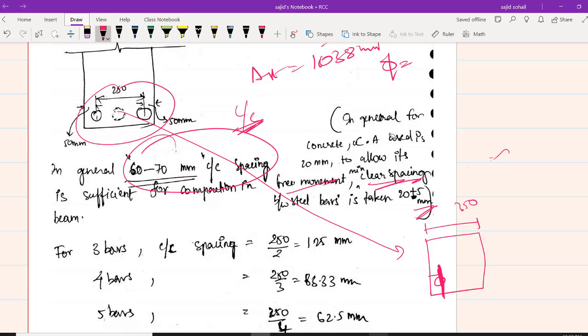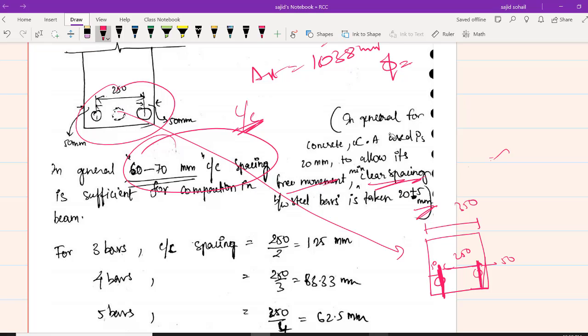This distance to the center is 50 mm. It is given in the question itself, right? So this is 50 mm, and this is 50. बीच में कितना बचा? 250 mm, right? Here you are getting 250 mm.